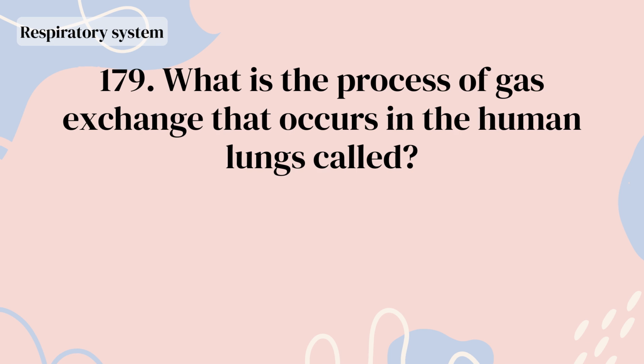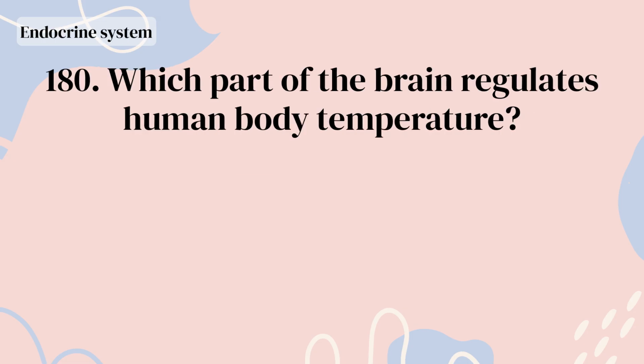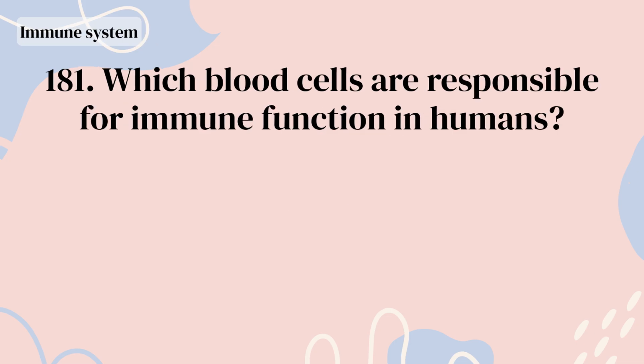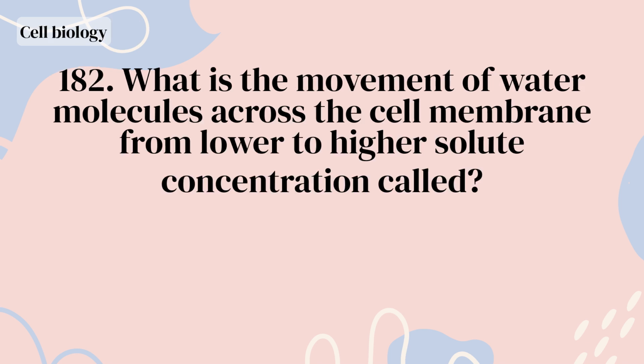DNA. What is the process of gas exchange that occurs in the human lungs called? Gas exchange. Which part of the brain regulates human body temperature? Hypothalamus. Which blood cells are responsible for immune function in humans? White blood cells. What is the movement of water molecules across the cell membrane from lower to higher solute concentration called?